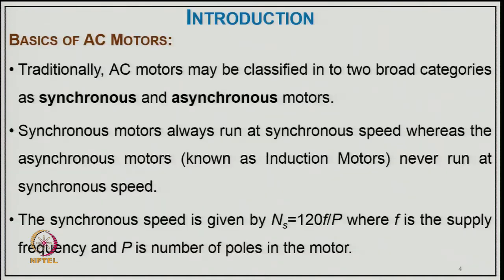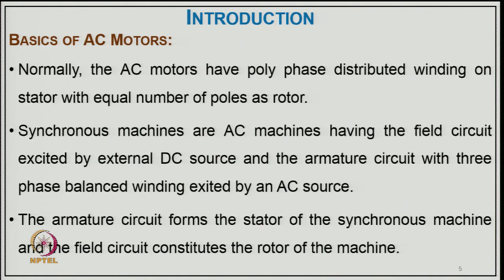So, starting with the introduction, basics of AC motors. Traditionally, AC motors may be classified in two broad categories as synchronous and asynchronous motors. A synchronous motor always runs at synchronous speed, whereas the asynchronous motor, known as induction motor, never runs at synchronous speed. So, synchronous speed is given by Ns equal to 120 f by P, where f is the supply frequency in hertz and P the number of poles in the machine.